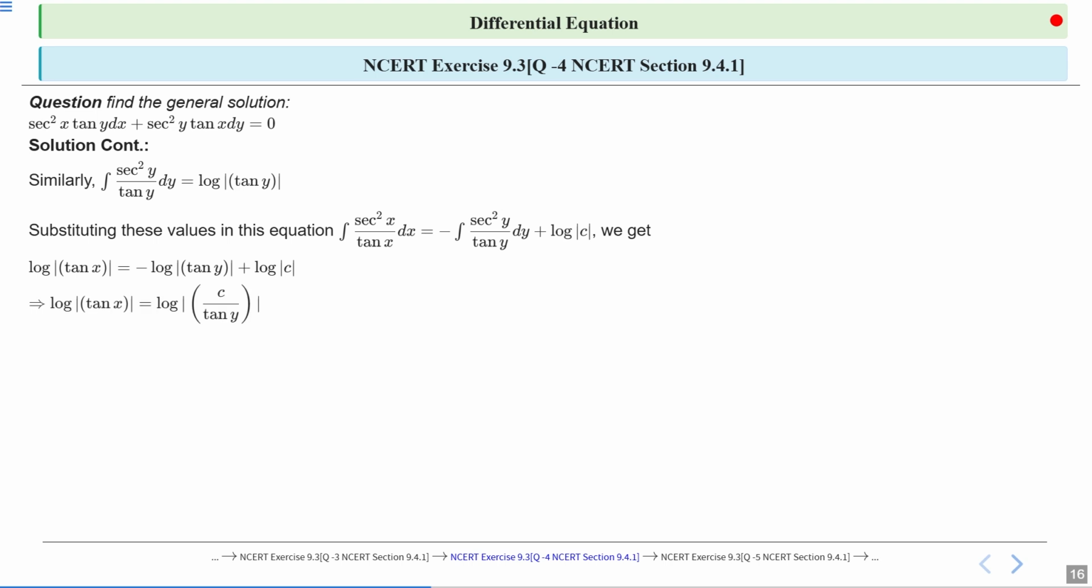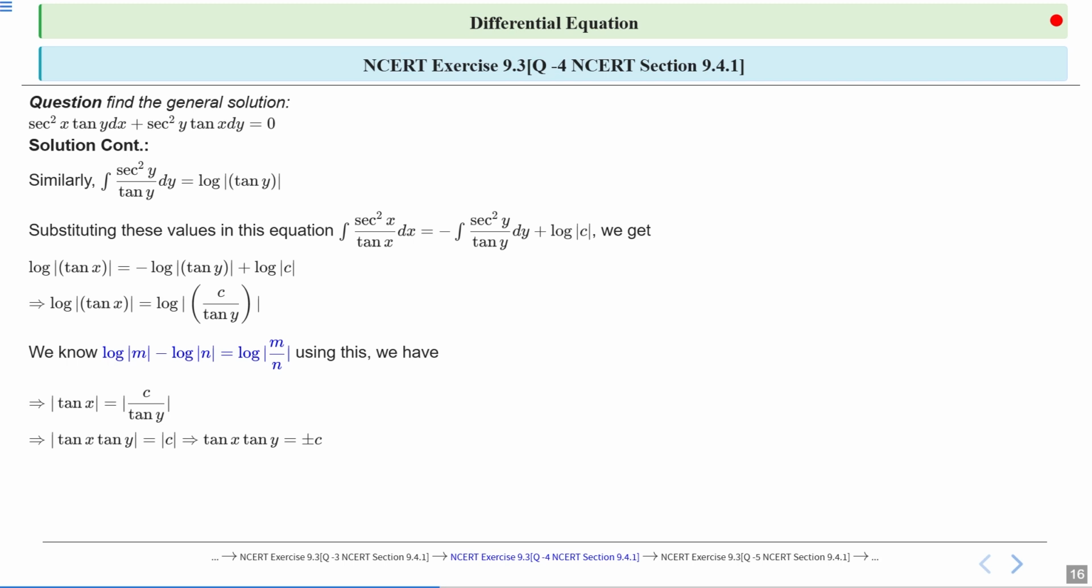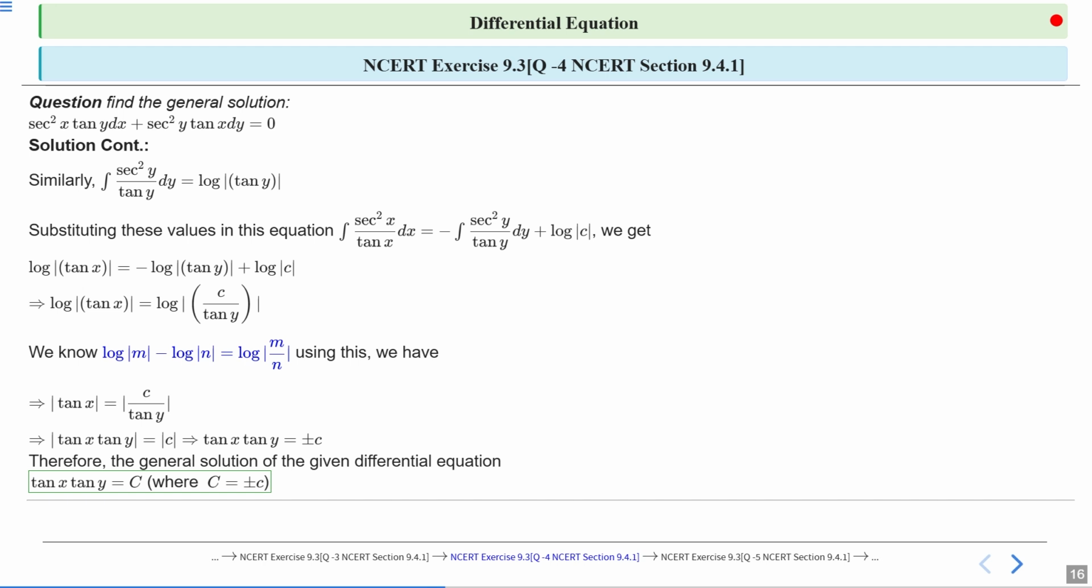So just apply the logarithmic property. Log a minus log b is log a by b, so it becomes log mod tan x is equal to log mod c by tan y. As we know, log m minus log n is log m by n. So it becomes mod tan x is equal to mod c by tan y. So we get mod tan x into tan y is equal to mod c. Removing the mod, we get tan x into tan y is equal to plus minus c. Renaming with a new arbitrary constant, we take capital C as plus minus c. So the general solution of the given differential equation is tan x into tan y is equal to C.